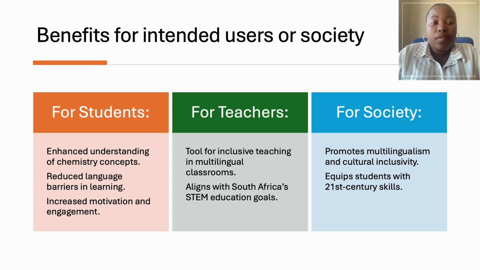And then the benefits for intended users or society. So for students, there is a benefit to enhance understanding of chemistry concepts. It also aims to reduce language barriers in learning and also increase motivation and engagement. And for teachers, it can be used as a tool for inclusive teaching in multilingual classrooms. It aligns with South African STEM educational goals. And then for society, it promotes multilingualism and cultural inclusivity and also equips students with 21st century skills.